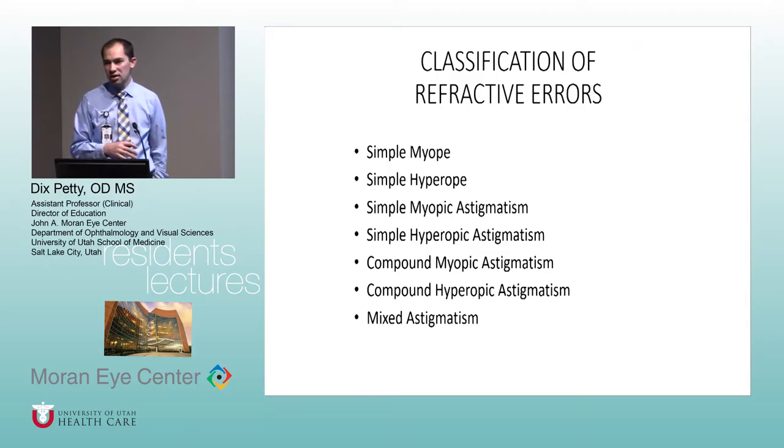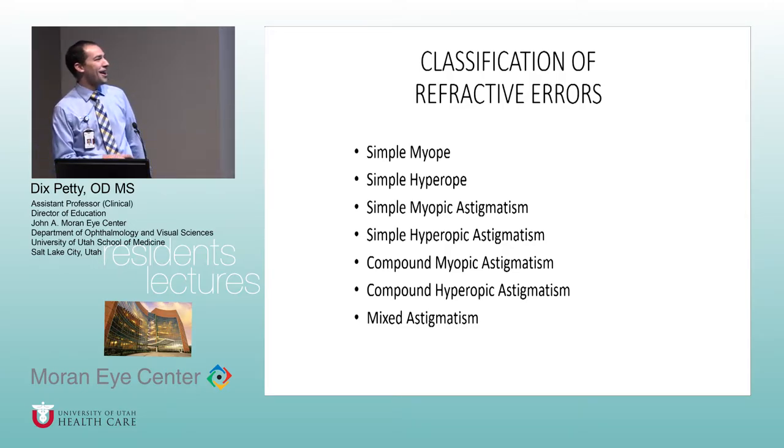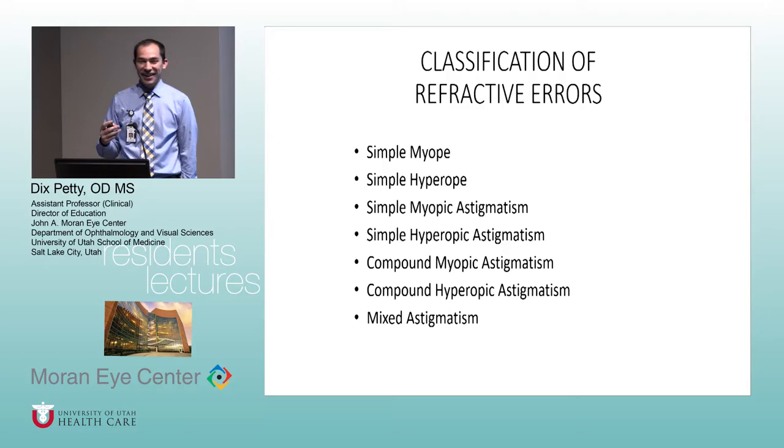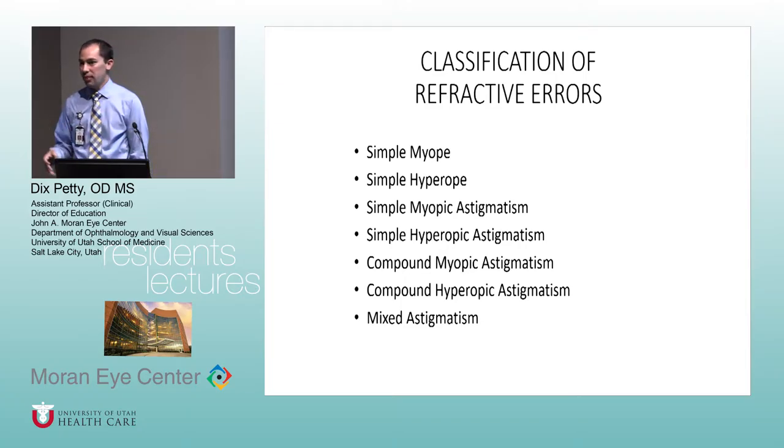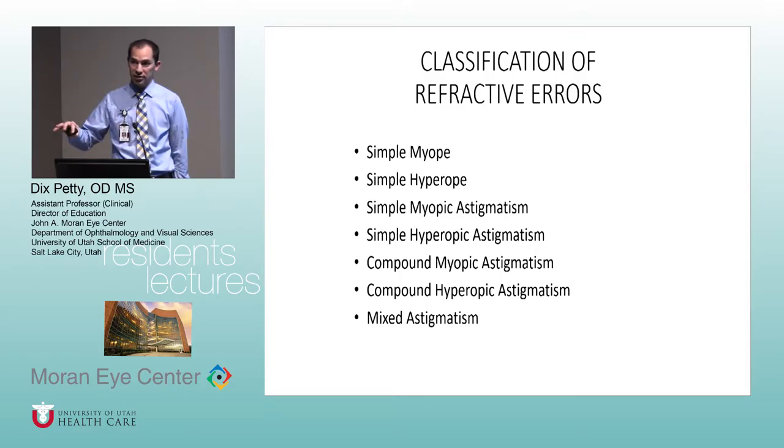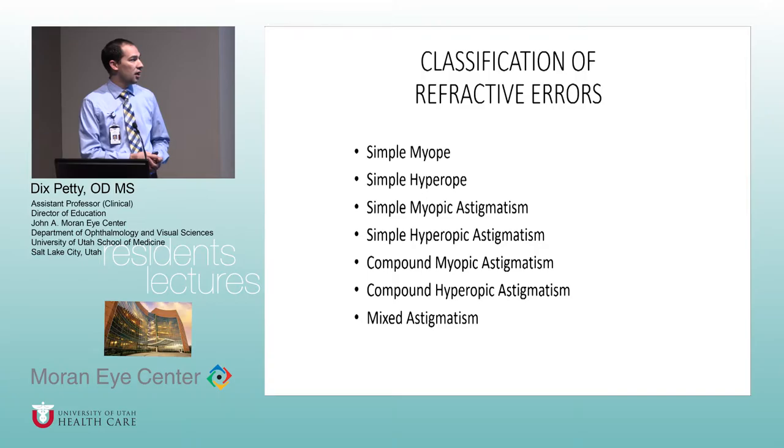I think that means the vertical and horizontal line images are both in front of the retina. Actually, no, that's compound. So simple myopic astigmatism means that one of the meridians is actually on the retina, like a plano -3. Simple hyperopic means one of the meridians is on the retina, the other one's behind the retina. Compound means they're both in one direction, so both images are in front of or behind the retina. And then mixed astigmatism is where you have one in front of the retina, one behind.